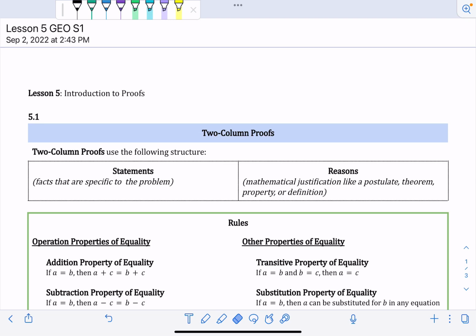Lesson 5 is Introduction to Proofs, and section 5.1 is introducing two-column proofs, which two columns is just referring to the way that we structure the proofs. So there will be a left side and a right side. And the left side is where we write our statements, which statements are just facts that are specific to the problem. And then on the right side or the right column, we write the reasons or the justification. It's just the way we justify our statements using postulates, theorems, properties, or definitions.